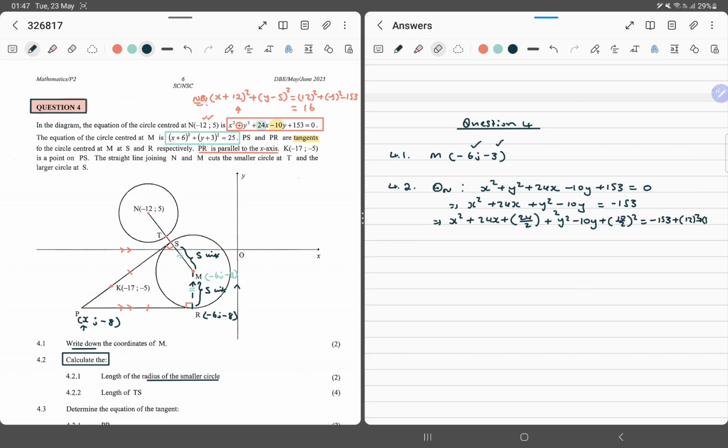Okay, so the story that is told here is that we're going to add. Maybe let's just be as systematic as possible. So this is 24 over 2 squared plus minus 10 over 2 squared. Okay, that's what you do.